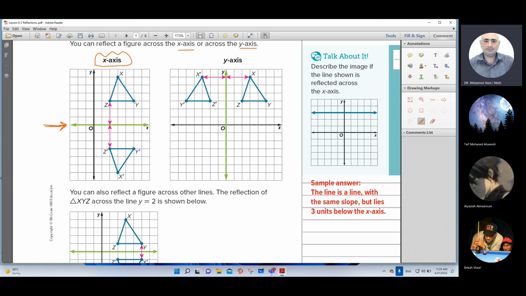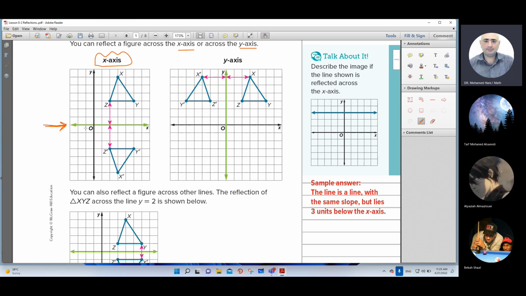The distance from Y to the x-axis also equals the distance from Y prime to the x-axis. We have here 1, 2, 3, and here 1, 2, 3. And from X to the line of reflection, the x-axis, we have 1, 2, 3, 4, 5, 6, and the same distance here. As you see, we have the same figure but in the opposite direction. This is the meaning of the reflection.